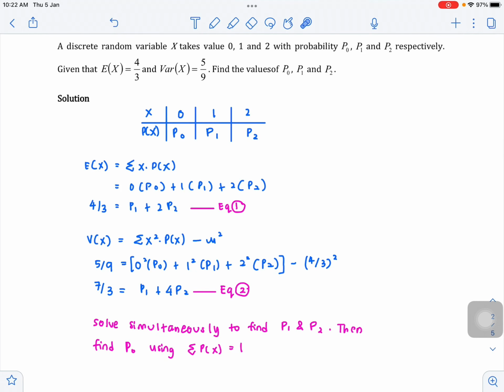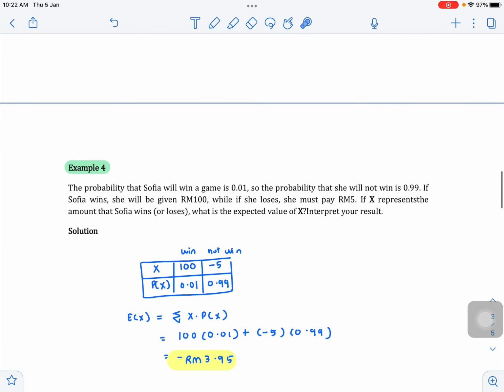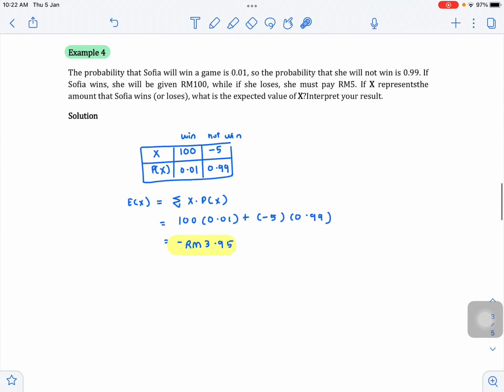Okay, next, example number 4. The probability that Sophia will win a game is 0.01, so the probability that she will not win is 0.99. If Sophia wins, she will be given 100 ringgit, while if she loses, she must pay 5 ringgit. If X represents the amount that Sophia wins or loses, what is the expected value of X? Interpret your result.